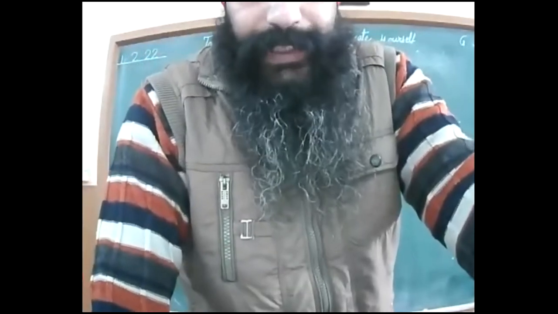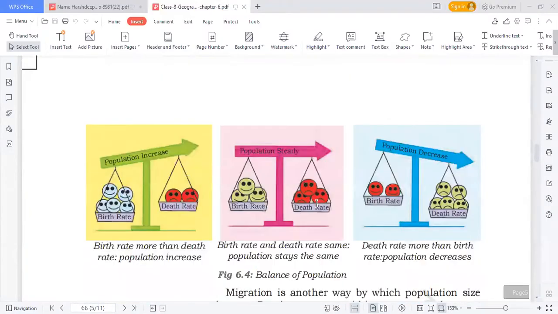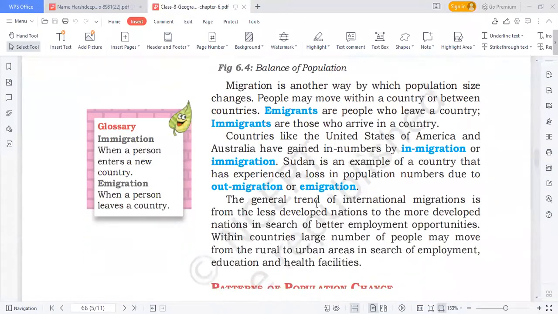So those people who are moving from our country towards another country are known as emigrants. Those who are leaving our country and moving towards another country are known as emigrants.